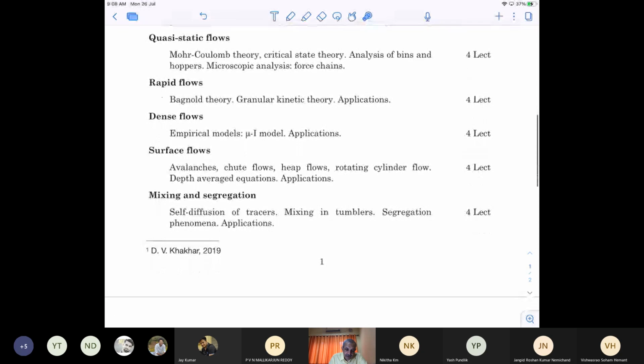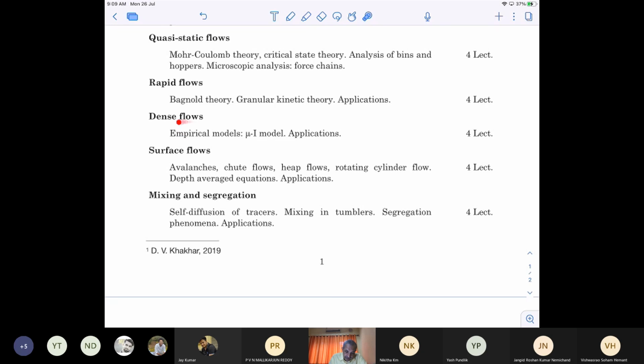Then I'll talk about very slow flows or statics. And there, the key thing is this Mohr-Coulomb theory, and then a little bit about critical state theory, which is an extension of this. And these things are important in the statics of bins and hoppers and so forth. So we'll look at some examples like that of very slow flows. And then we'll look at rapid flows, starting with Bagnold theory, that is the first one I told you, and then granular kinetic theory and how we can apply them to some simple problems.